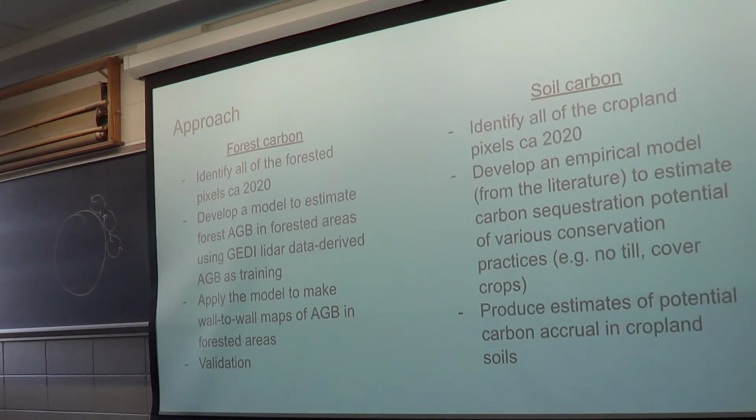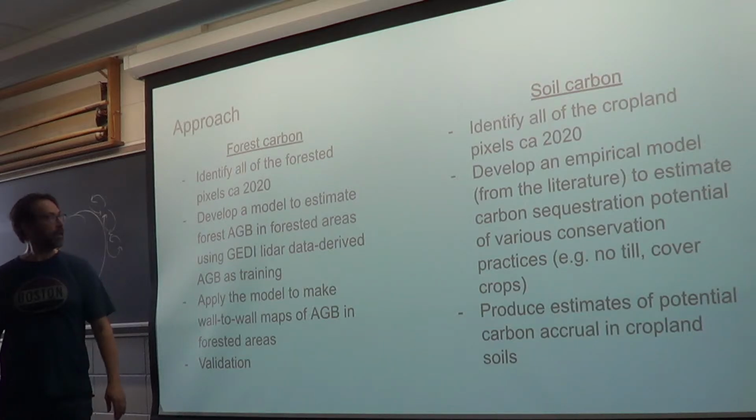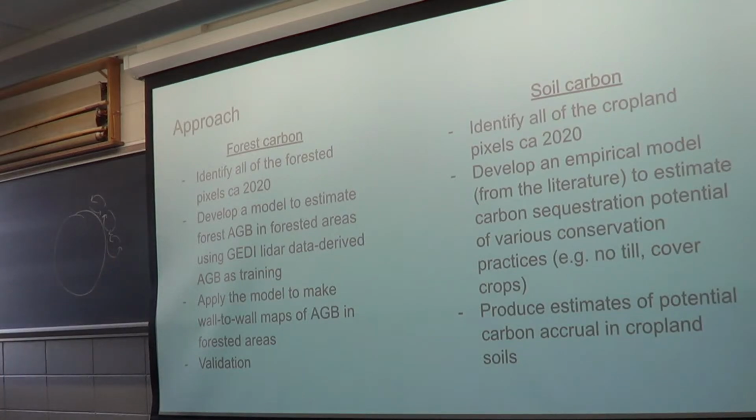So we have two parallel approaches. The left one is the forest carbon computation part, and the right one is the soil carbon computation part. Now this one is entirely focused on estimating above ground biomass. And from above ground biomass, we can go to carbon, and then we can see how many tons of carbon are sitting out there on those little agricultural plots with lots of little forested plots in agricultural areas. So what we do is we identify all the forest pixels using a land cover map, and then we develop a model to estimate forest above ground biomass in forested areas using GEDI LiDAR-derived above ground biomass, which is a product that you can download.